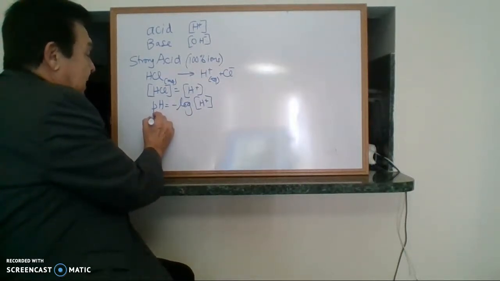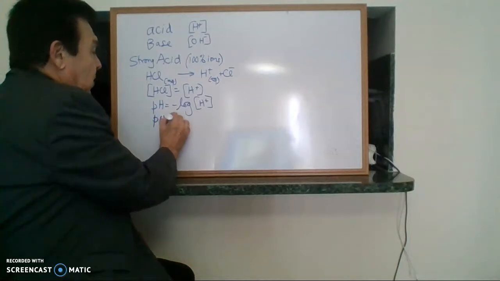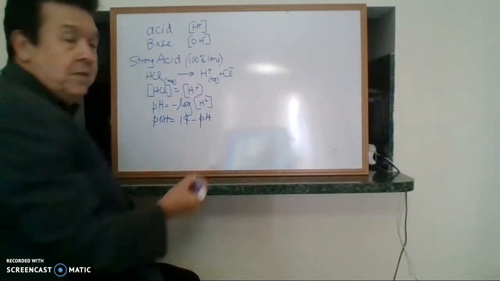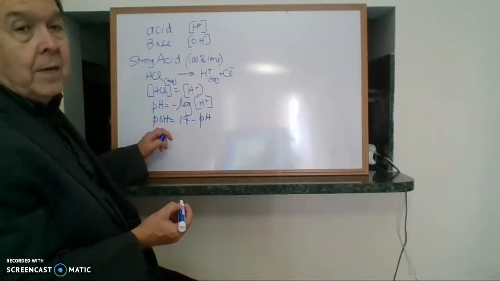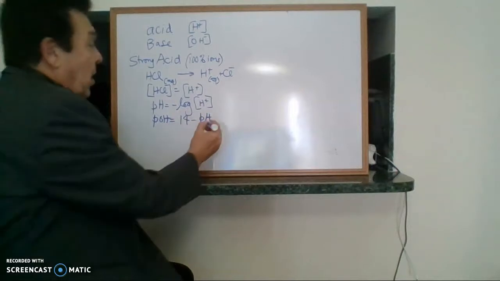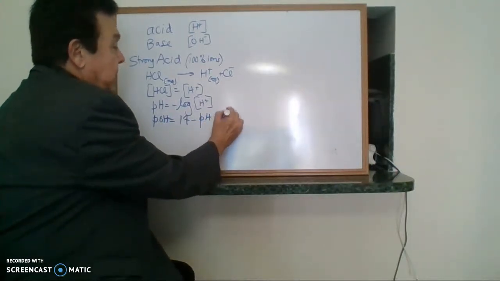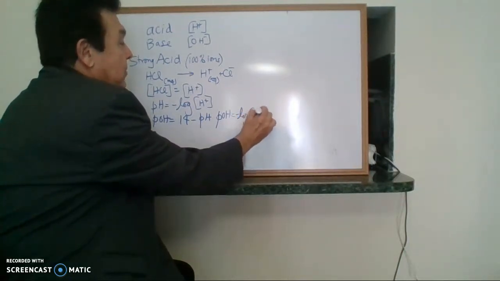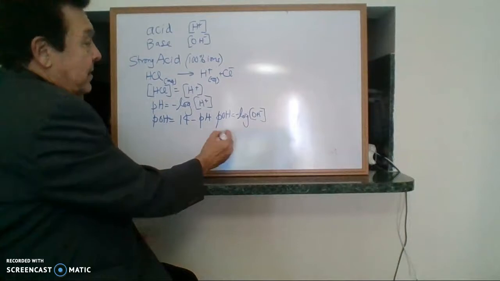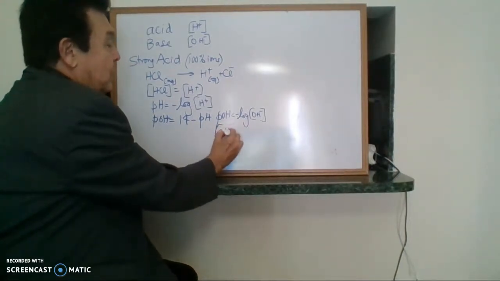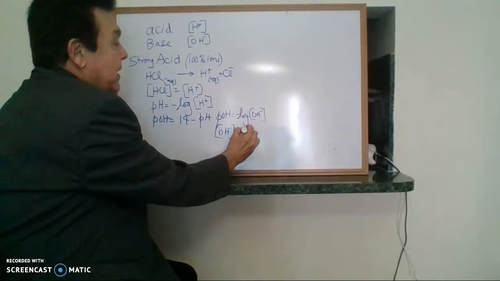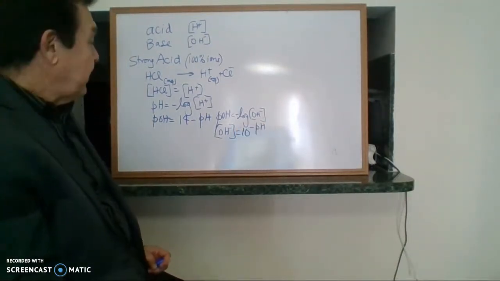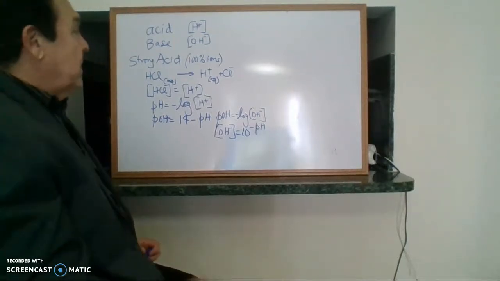If we want to find out the pOH, well, pOH is equal to 14 minus the pH. This way we can calculate pOH. But also pOH is equal to minus log the concentration of the hydroxide ion. And inversely, the concentration of the hydroxide ion is 10 to the minus pOH. Let's see an example.